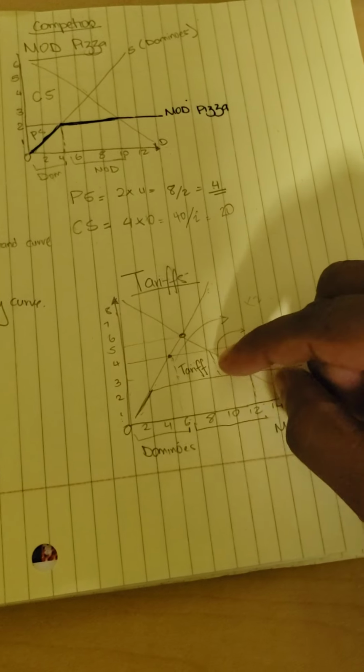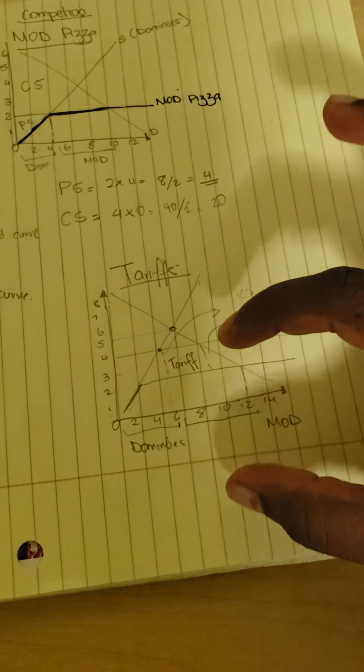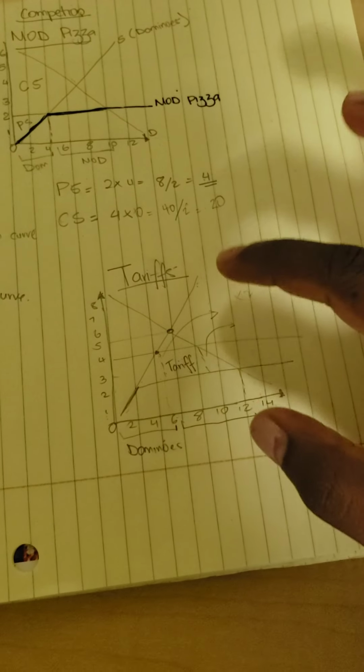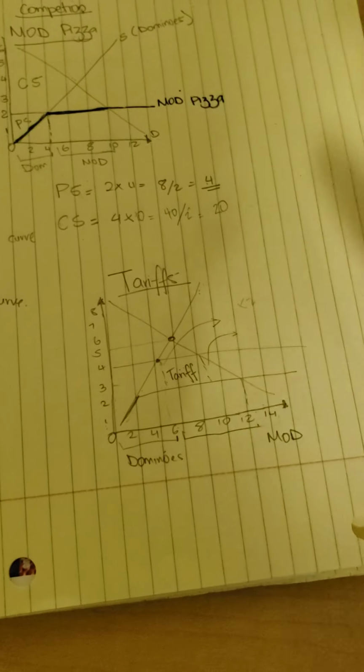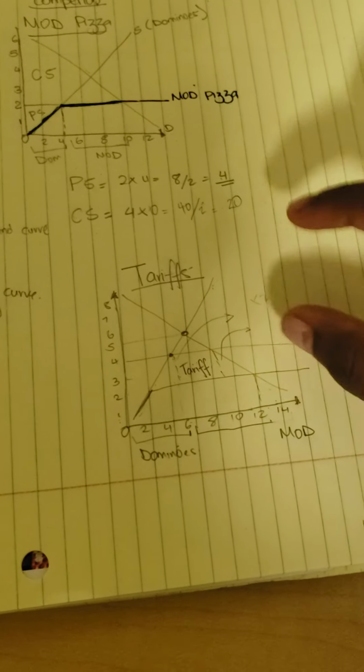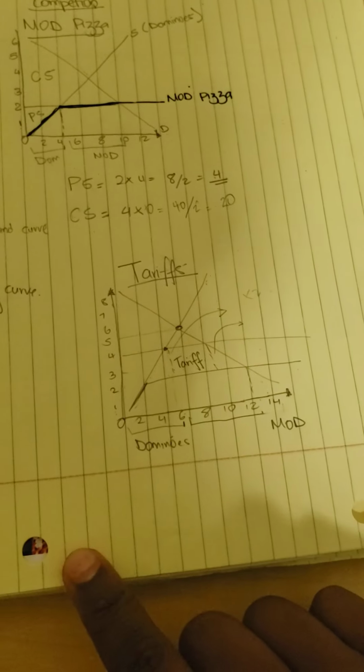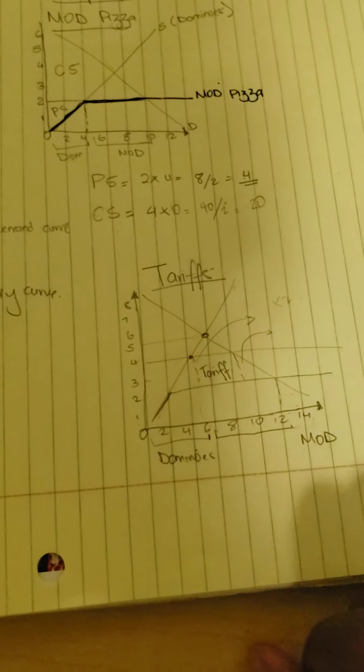And then with the tariff being imposed, you take the difference over here and you multiply that by 2. Why? Because $2 is what the government has imposed, and that is your price for whatever the government gets and whatever is left for the consumers and the producers.